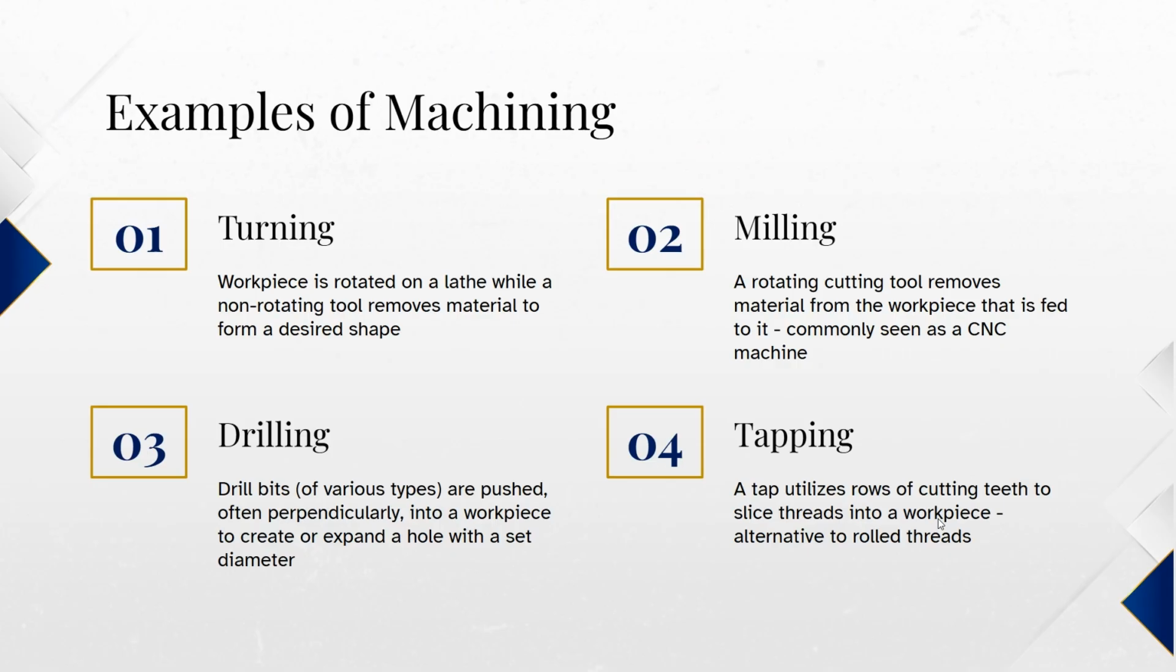Machining is an incredibly broad set of processes, and it's likely that any consumer would recognize at least one. Some examples of machining processes include turning, where a workpiece is turned while a stationary cutting tool removes material. Milling, where a rotating tool moves on multiple axes to cut a piece. That's commonly seen in CNC machines.